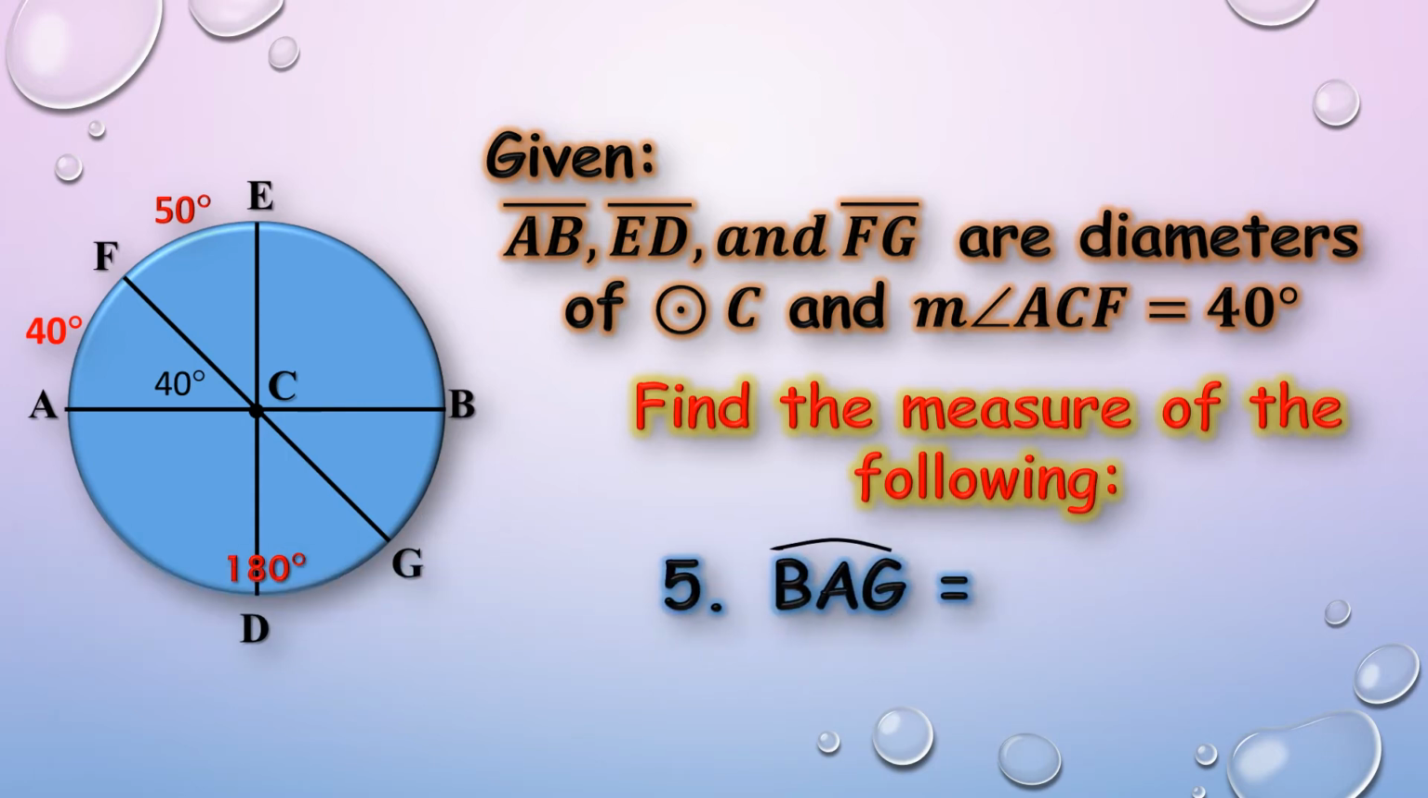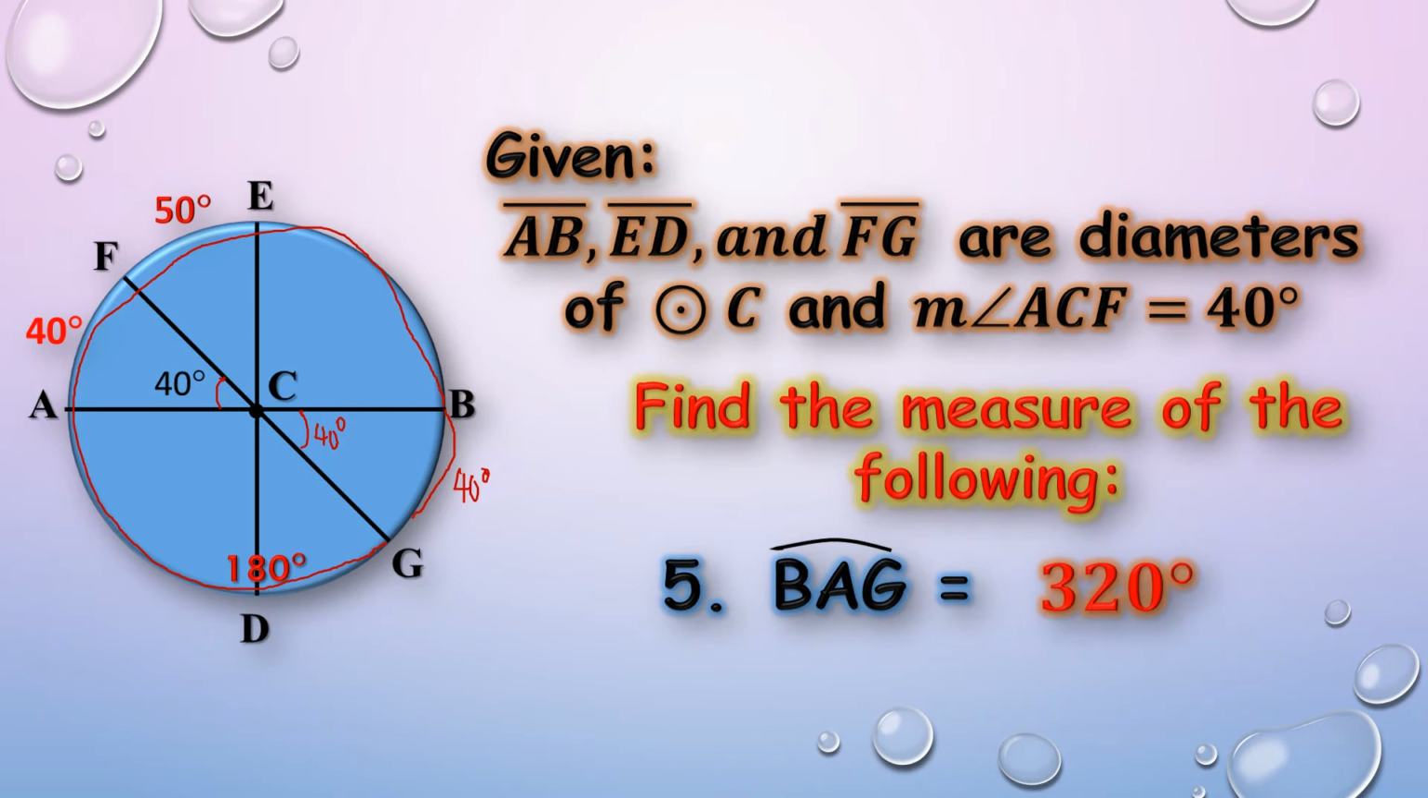Alright, number 5. Find the measure of arc BAG. Okay, so since this is a vertical angle, angle FCA and BCG, two opposite angles, therefore the measure of this is 40 degrees also. Then the measure of its intercepted arc, this arc BG, is 40 degrees also. So what you do is 360 minus 40. 360 degrees minus 40 degrees. Okay? And that is 320 degrees.